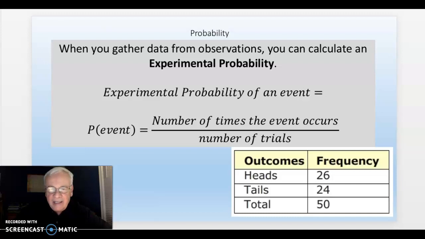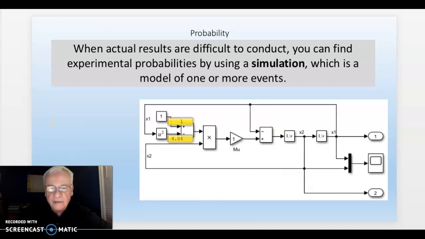When you gather data from some observations, you can calculate an experimental probability. You take all the number of trials and put that underneath. Again, it's a ratio. Probability is a fraction: the number of times some event occurs is on top, the number of trials on the bottom. You flip a coin 50 times, 26 heads, 24 tails. You use that for your probability calculation, whatever you get in your experiment.